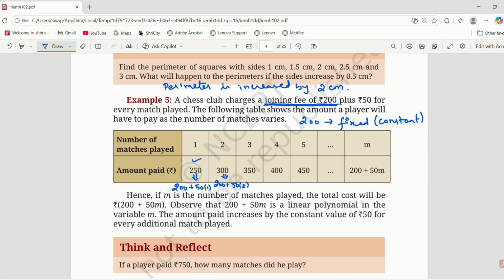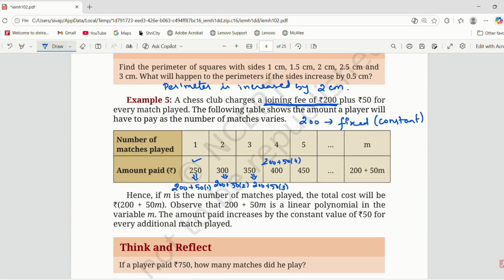Because they played two matches, 2 into 50 is 100, and 100 plus 200 is 300. Similarly, for 350, you can write 200 plus 50 into 3. So 3 into 50 is 150, and 150 plus 200 is 350. Like that, for 400, it is 200 plus 50 into 4, as they played 4 matches. So 4 into 50 is 200, and 200 plus 200 becomes 400. So this is how the total amounts are determined.